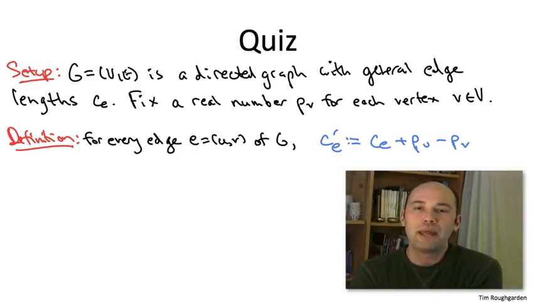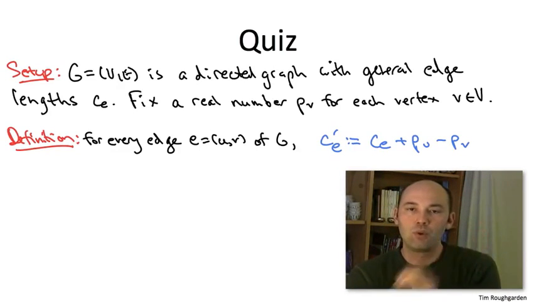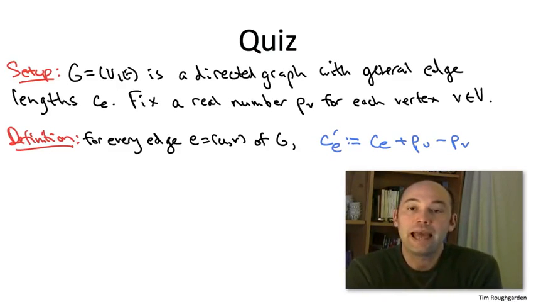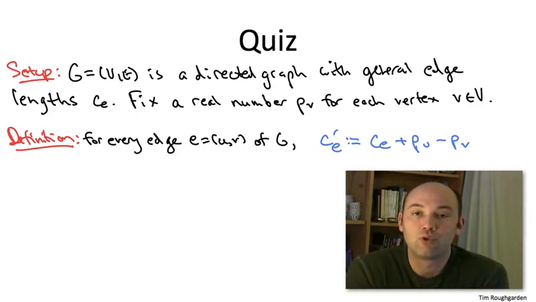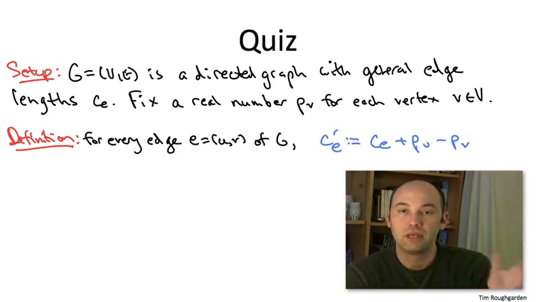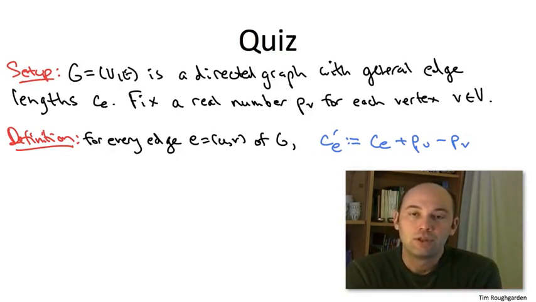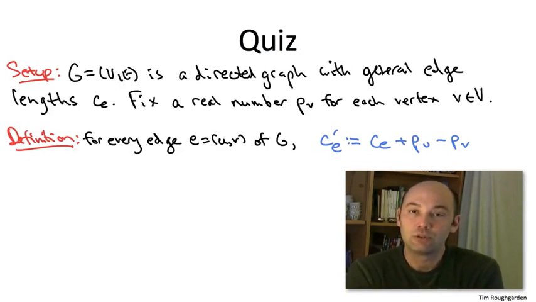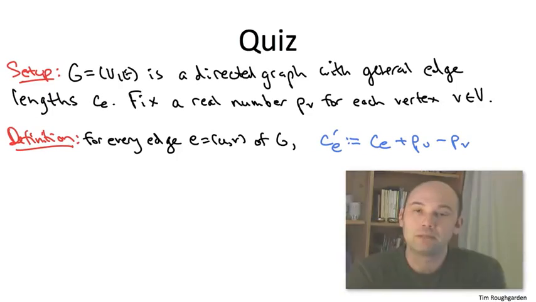The key idea behind the reweighting technique is to use these n numbers, one weight per vertex, p sub v, to shift the edge lengths of the graph. I'm going to use c prime to denote these shifted or transformed edge lengths. Here's the exact definition. Consider an arbitrary edge e of this graph G. Let's say the edge goes from the tail u to the head v. The new length, c prime of e, is defined as the original length, c e, plus the weight of this edge's tail, so plus p sub u, minus the weight associated with this edge's head, that is minus p sub v.